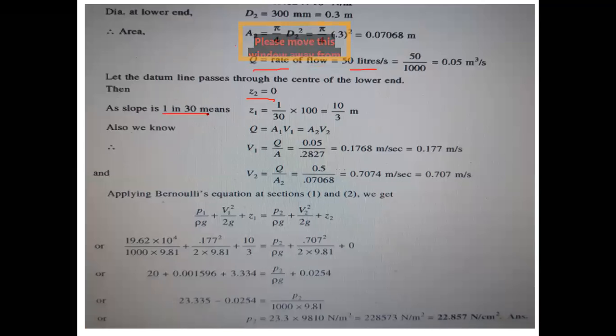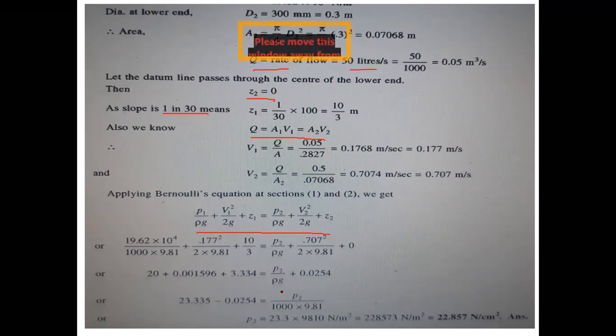Now the slope is 1 in 30, so Z1 is equal to 1 by 30 into 100, converted into meters, that is 10 by 3. Therefore Q is equal to A1 V1 is equal to A2 V2. Therefore find the V1 and V2 values, right? A1 V1 is equal to Q gives V1, A2 V2 is equal to Q gives V2. Now applying the Bernoulli's equation directly. Now substituting the values: Z1 is equal to 10 by 3, Z2 is equal to 0. Substituting step by step, we get the P2 value.